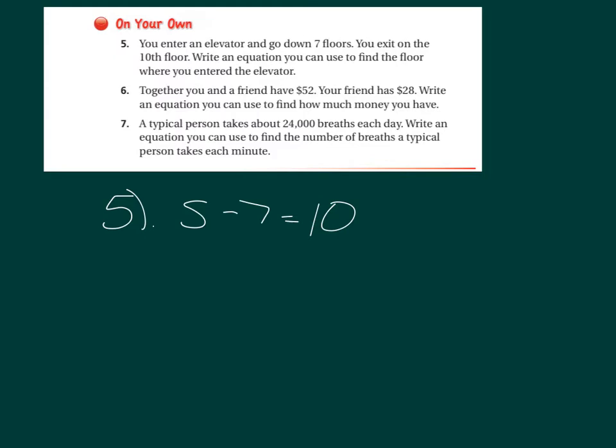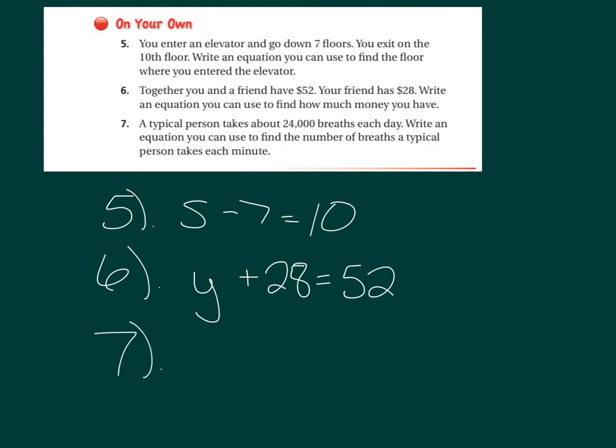It says together you and a friend, for number 6, together you and a friend save $52. Your friend has $28. Write an equation you can use to find out how much money you have. So let's put you as Y, and you're going to say plus your friend's $28 is equal to how much you guys have together, which is 52. So using this equation tomorrow, we'll be able to find out how much money you have.